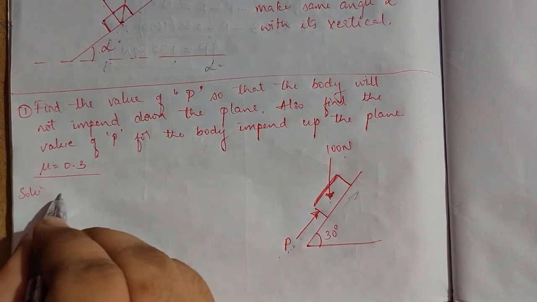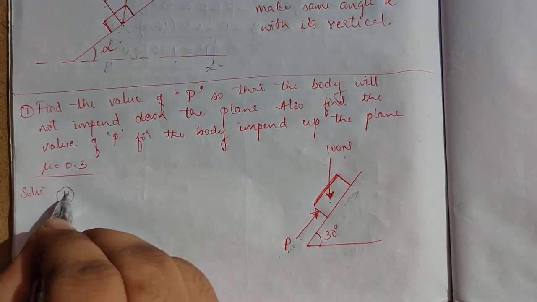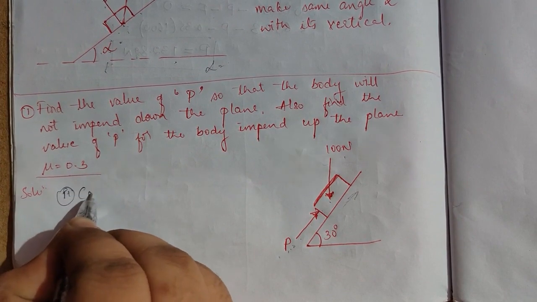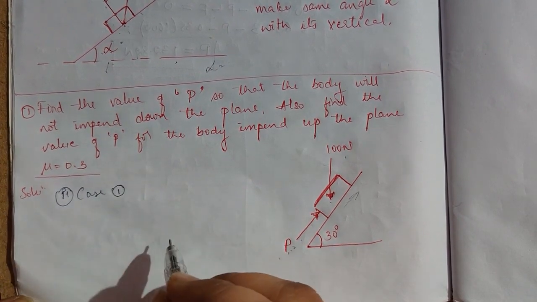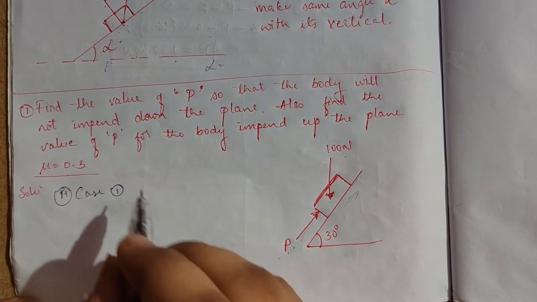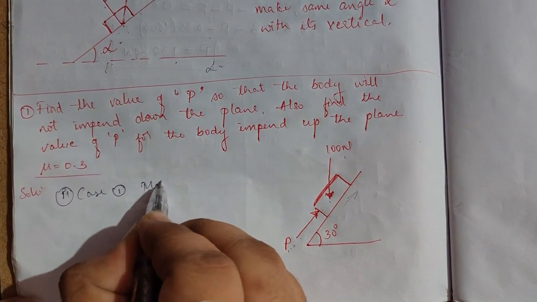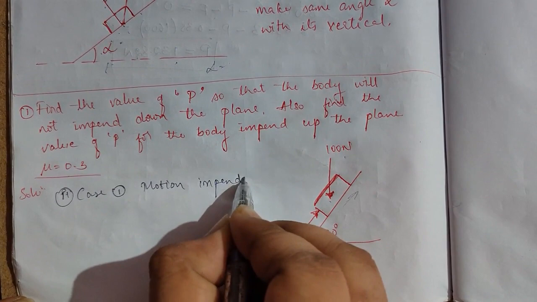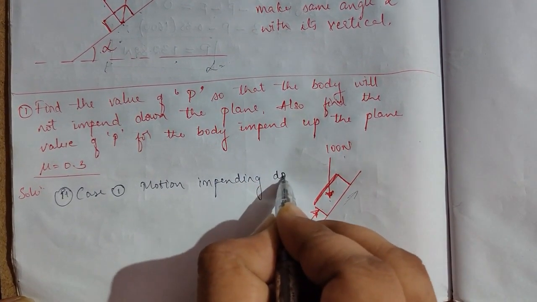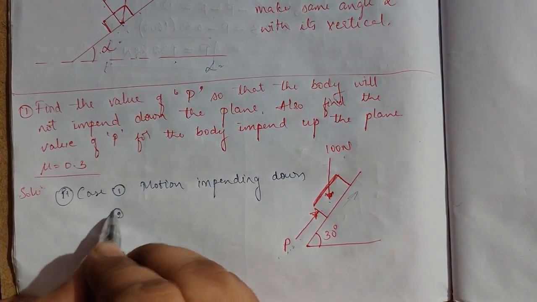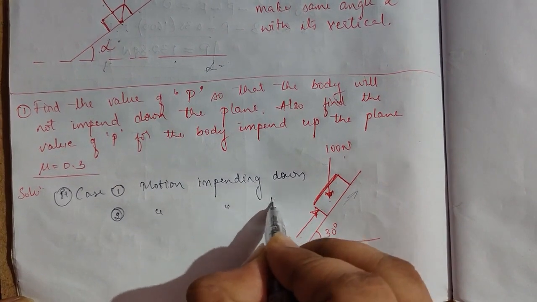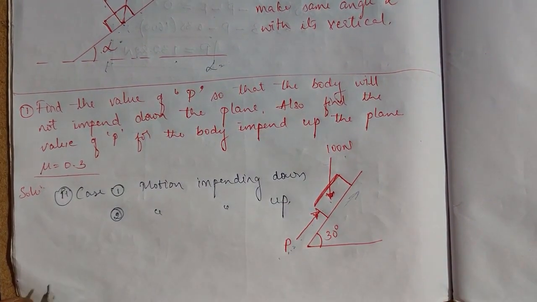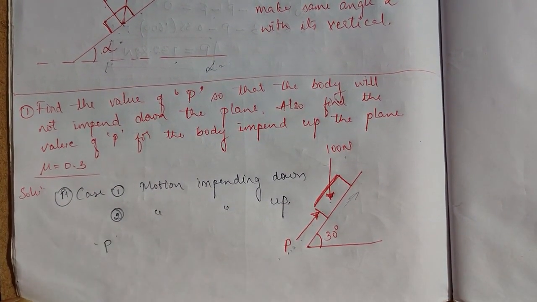So we have here two cases. Case 1 is when the body is in motion impending down. Case 2 is motion impending up. So find the value of P separately.